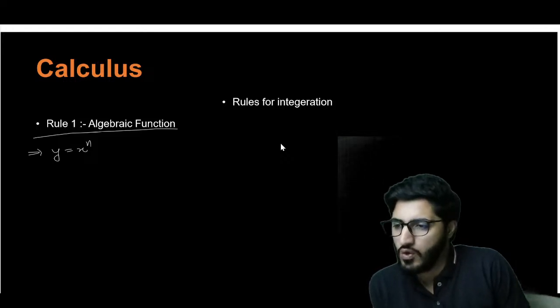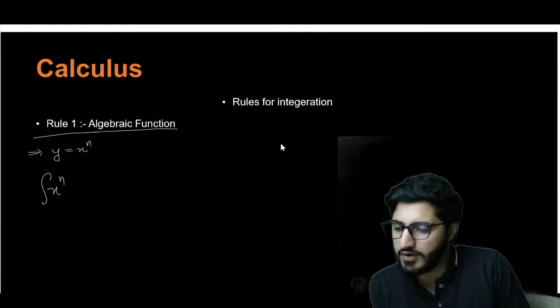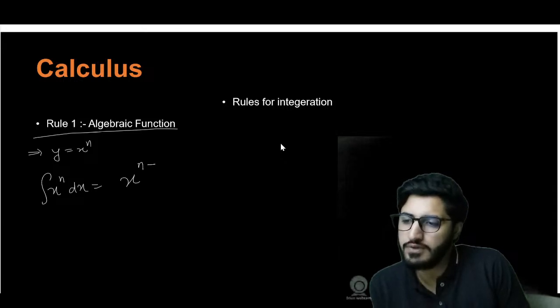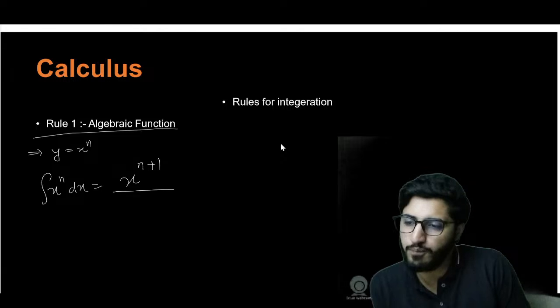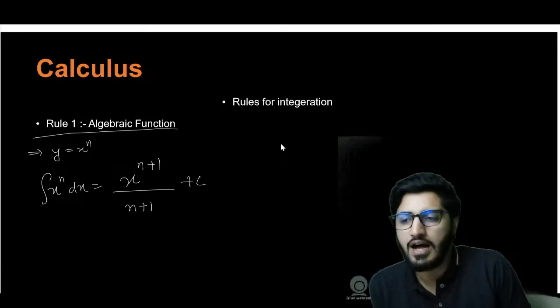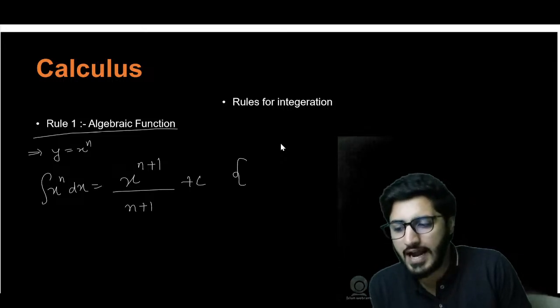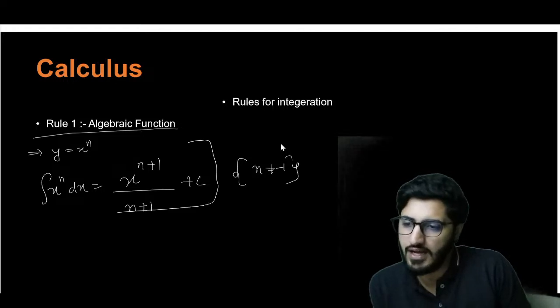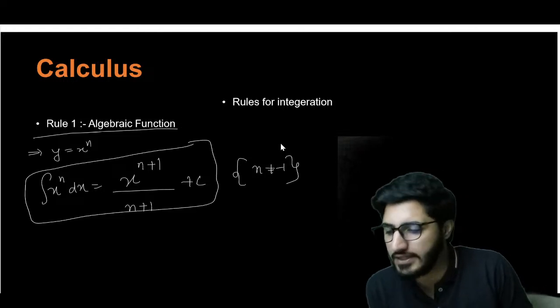So I will integrate this function. The integration of x to the power n with respect to dx becomes x to the power n plus 1, divided by n plus 1, plus c, the arbitrary constant. Whatever power is there, I have to add 1 and divide by the same thing. This is valid, with the exception that n should not be equal to minus 1.